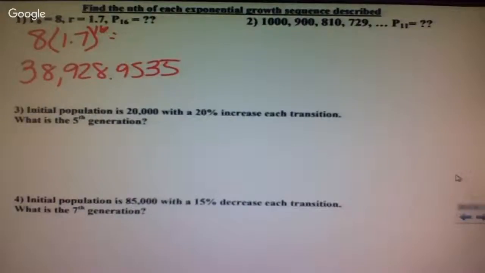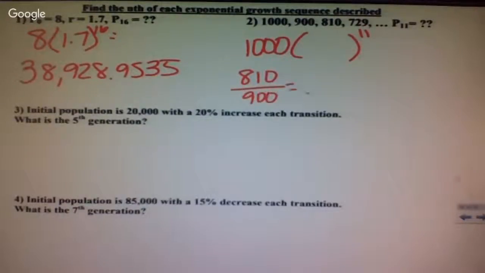Would 1,000 be the initial? Yes. So Kimberly says number 2. We start off with 1,000. This time they don't give us R. We need to find it. 0.9. You got it. Remember, I can take any number I want and divide by the number that comes before it, and that gives me what goes there. So it's decreasing. So I'm less than 1. So I'm at 0.9. And your answer is 313.81.